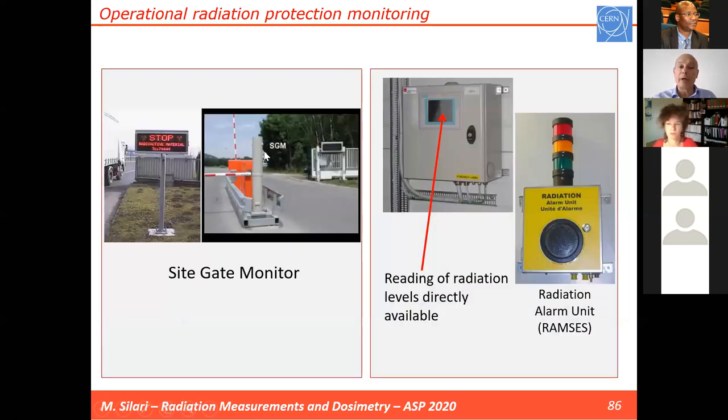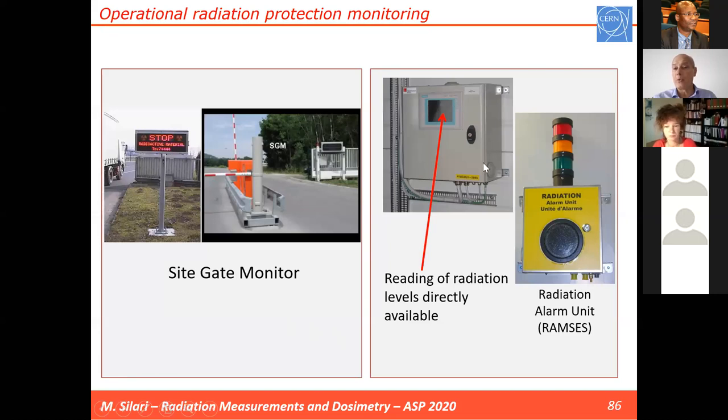We have a large volume plastic scintillator installed at each exit that will detect if a truck or a car is bringing radioactivity outside, undeclared. You can, of course, transport radioactive components from one side to the other, but you have to have proper authorization to do that. If you try to do it without this, this monitor will catch it, and you will get an instantaneous alarm on site.